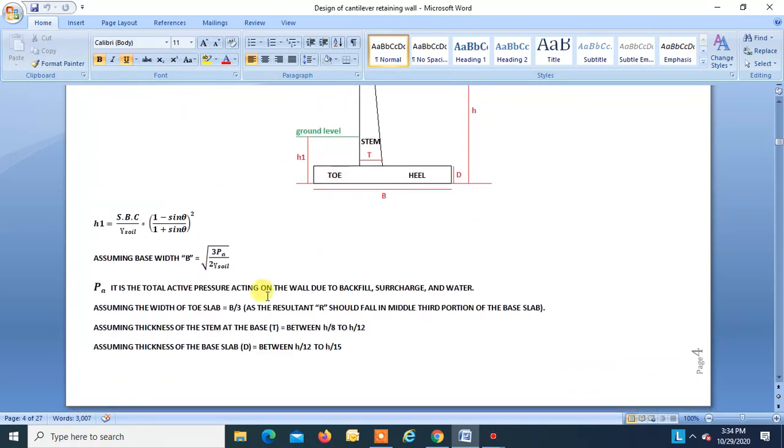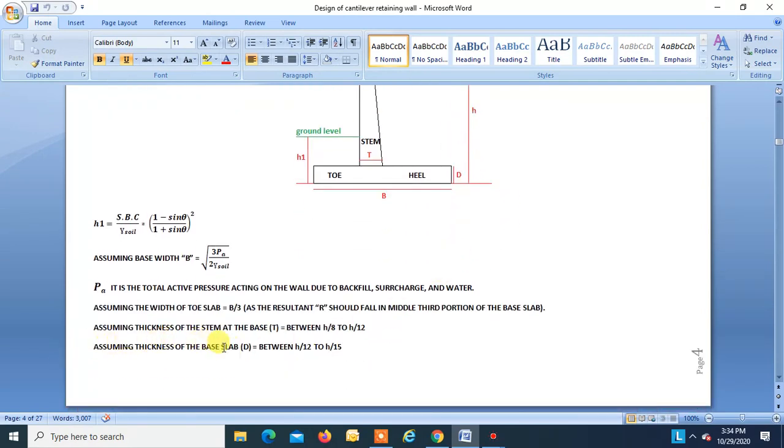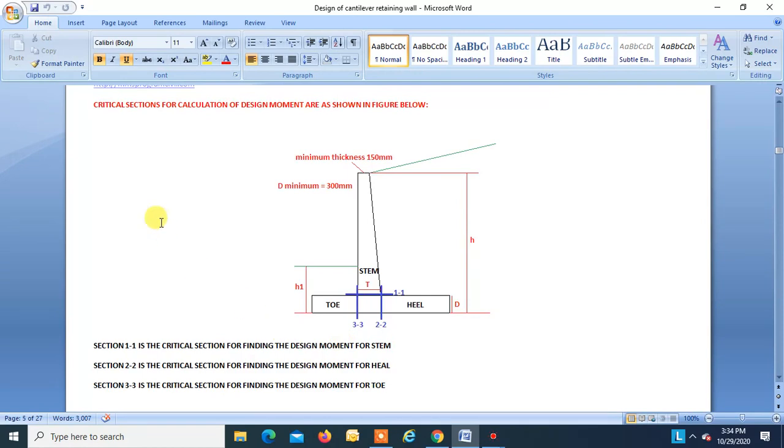Next is assuming thickness of the stem at the base t. It is taken between h by 8 to h by 12, where this is h. Assuming thickness of base slab d, between h by 12 to h by 15. Critical sections for the calculation of design moment are as shown below: for the stem at the base of the stem, for the heel at the face of the stem, and for the toe at the face of the stem.